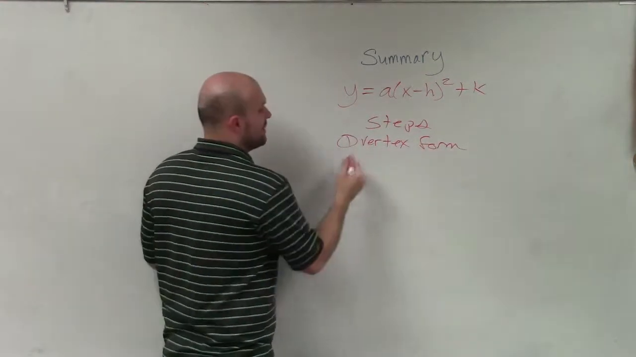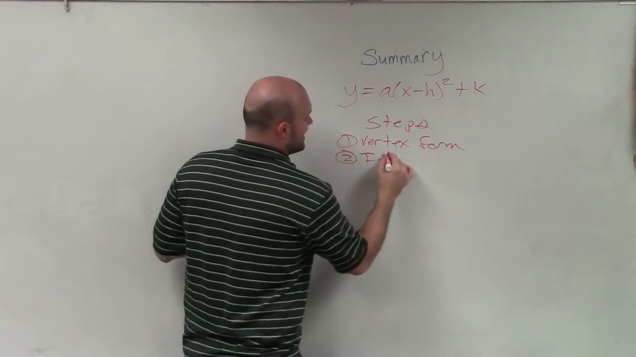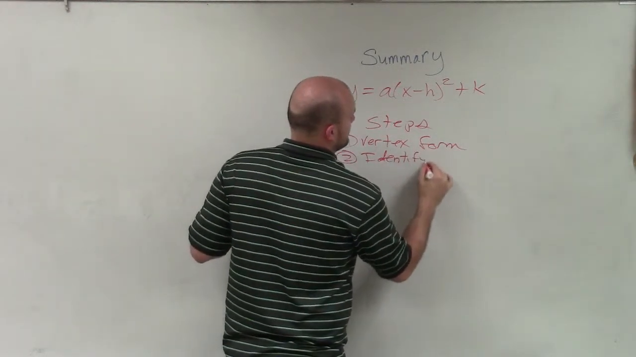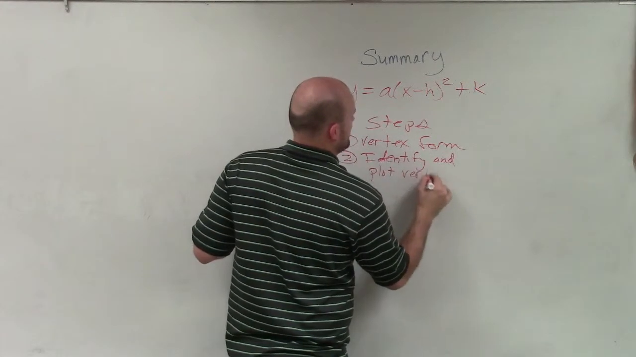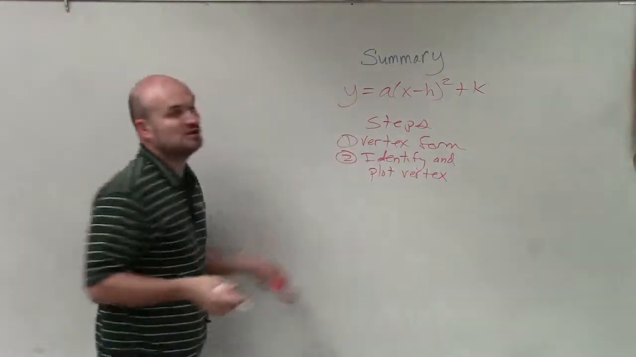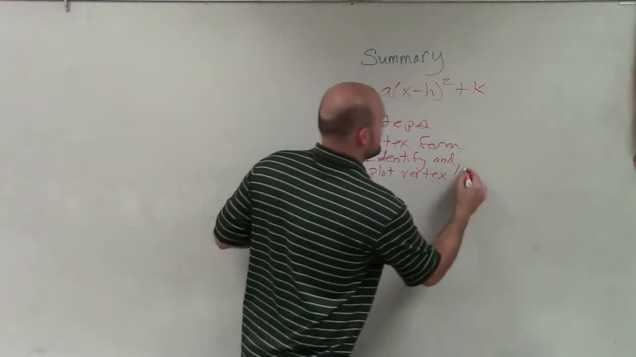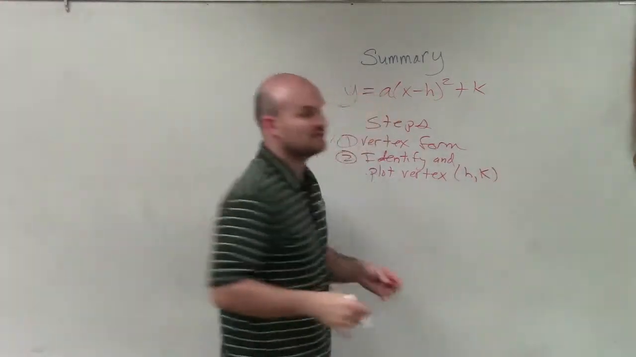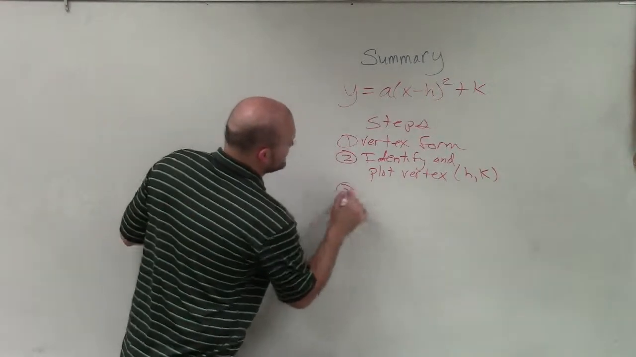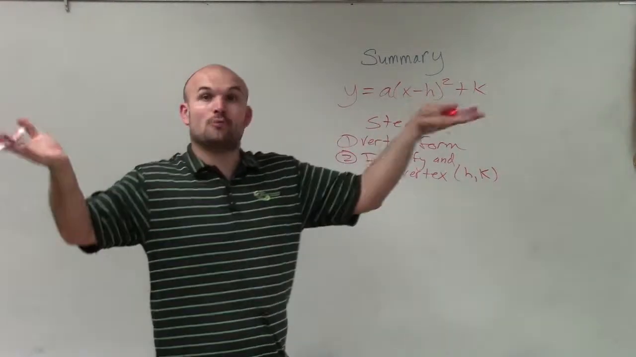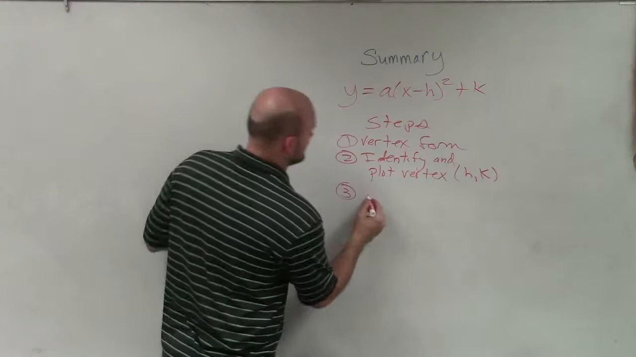Then the next step was to identify and plot the vertex. Remember, the vertex is in the form (h, k). Once we find the vertex, we plot it on the graph. The next thing I like to do is understand: does the graph open up, or does the graph open down?